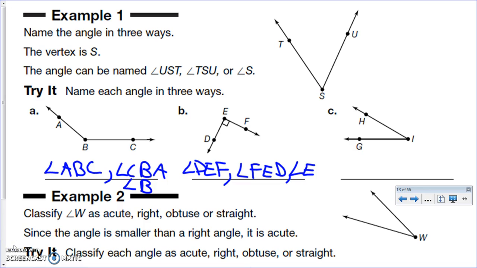For C, we can name it angle HIG. We can also name it angle GIH. Or we can name it by the vertex, angle I.